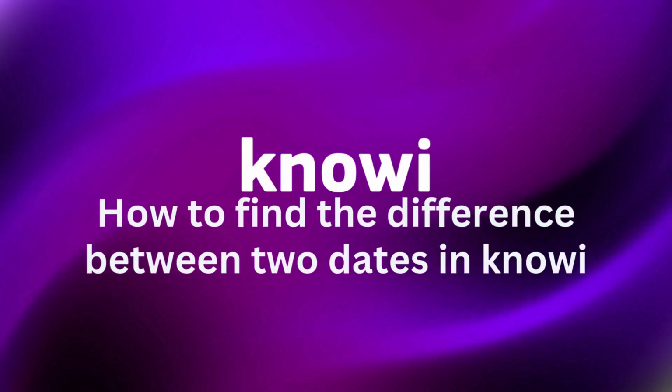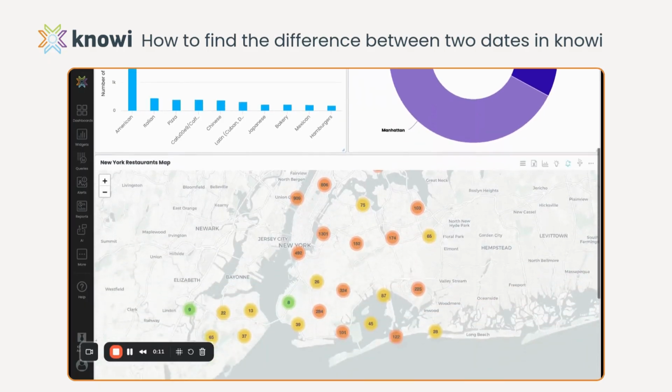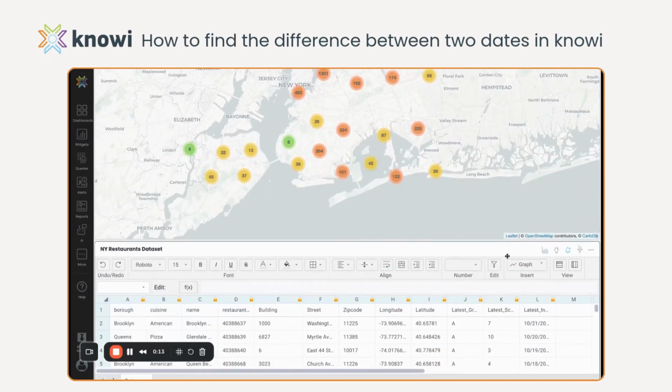In this video, I'll show you how to find the difference between two dates in Knowi. First, I'll scroll down to the dataset, and I'll click Analyze from the widget.